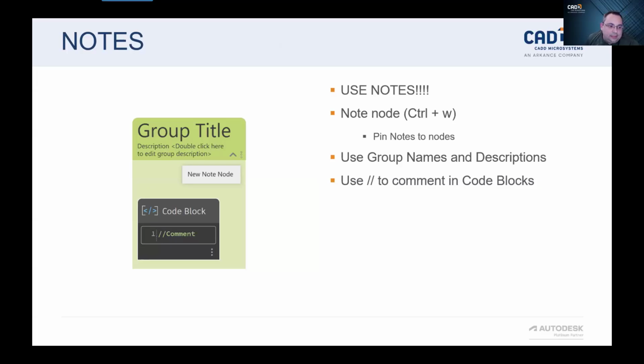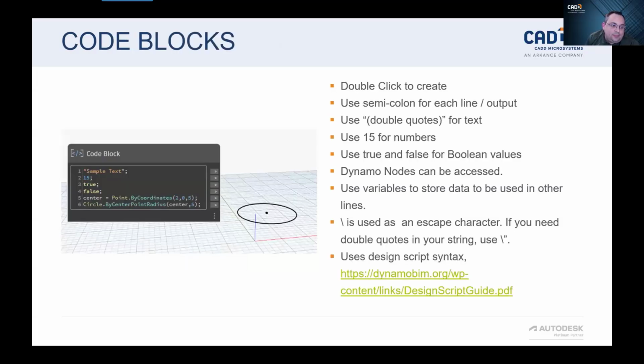And then finally, if you're using code blocks, you can use 2 forward slashes in a row to create a comment line, and anything on that line will be ignored until you hit the enter key. So just a couple of ways you can add notes.